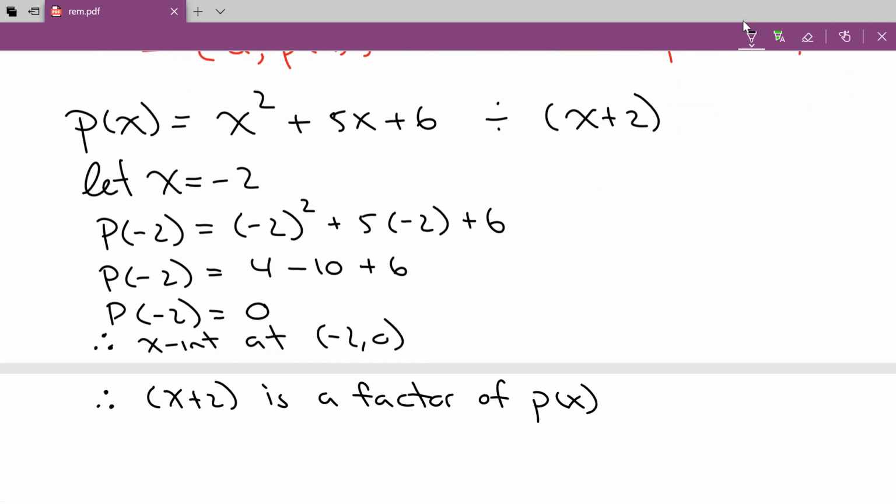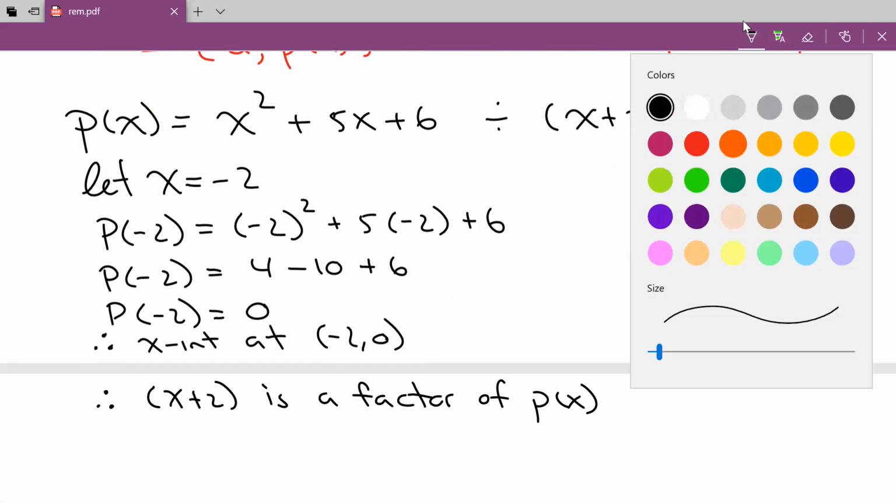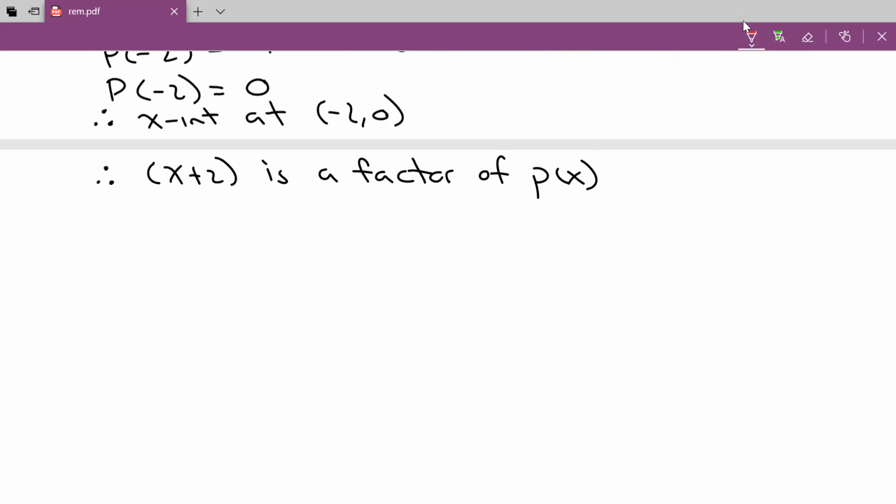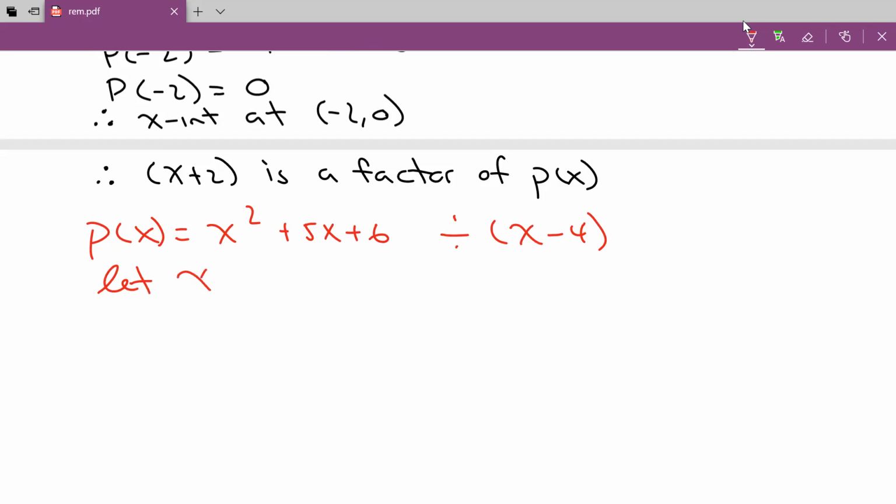So that's really the factor theorem. Well, I don't know why they ever decided to give these two different names. The factor theorem and the remainder theorem are the exact same. Try it one more time. I'm going to use the exact same polynomial. So here we go. P at x, x squared plus 5x plus 6. But this time I'm going to say we're going to divide by x minus 4. So I'm going to use the factor theorem and the remainder theorem. I'm going to let x equal 4.